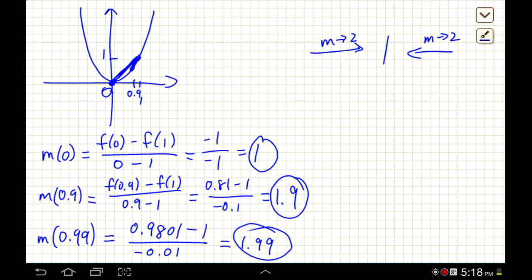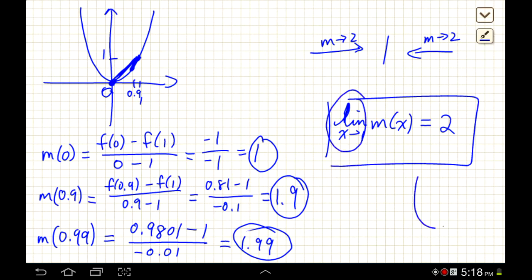So for that reason, we can say that the limit as x approaches 1 for our secant slope calculations would be 2 for our case. Okay, which brings us to the topic of, well, what is a limit? And we will define this particular symbol on the next page.